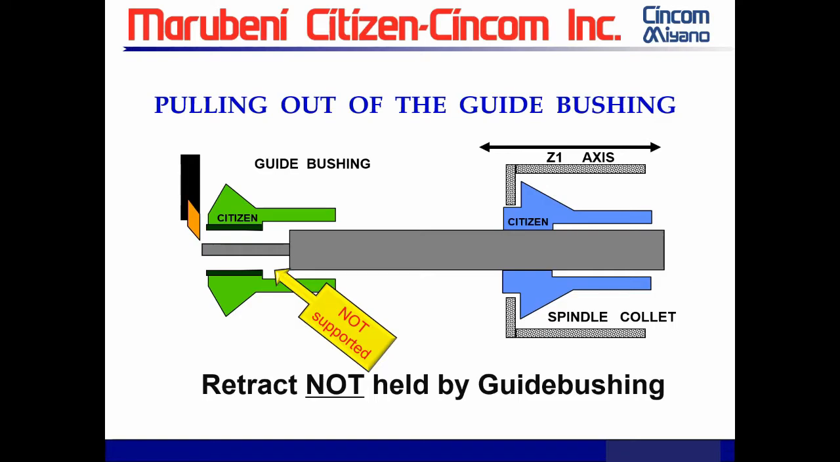Now we do have available non-guide bushing functions in all of our machines now, but you would run into the same concept as you would with a non-Swiss machine, which means if it's small diameter, long threads, it's the stability of the part itself.